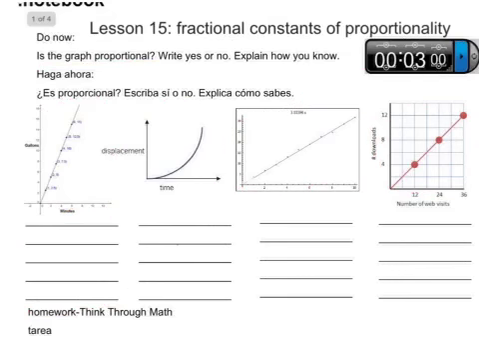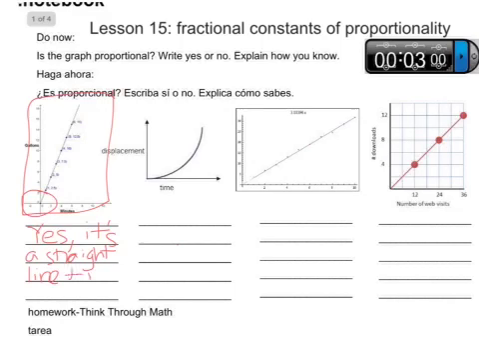So now we're going to go over this. Notice that this is a straight line and it goes through the origin, 0, 0. So we're going to say yes, it is a straight line and it goes through the origin.